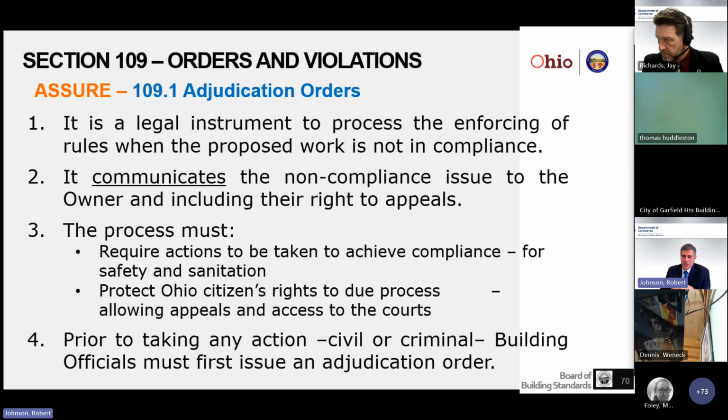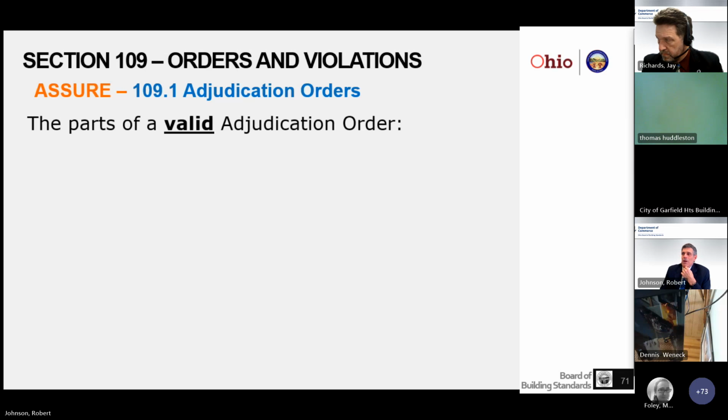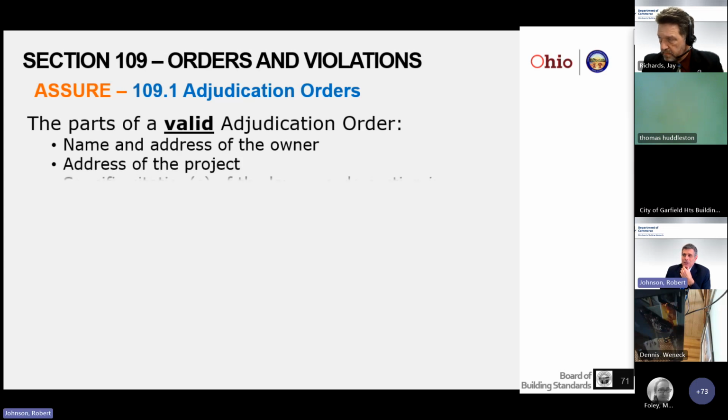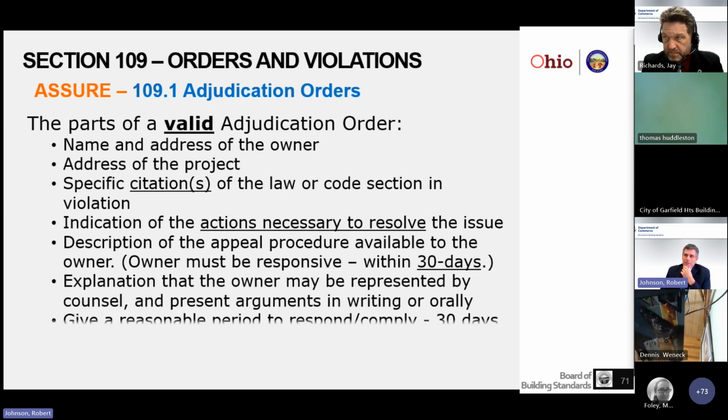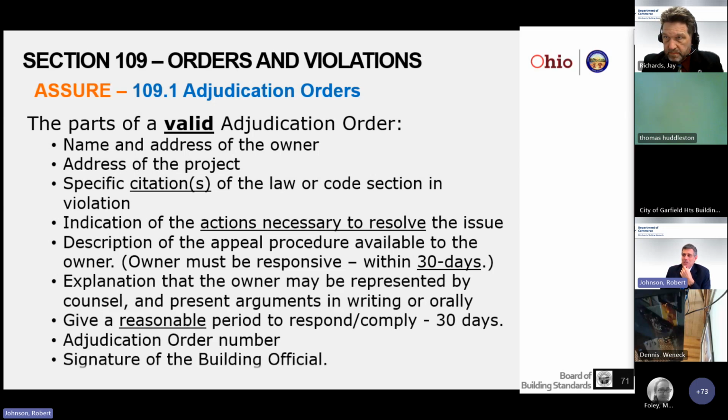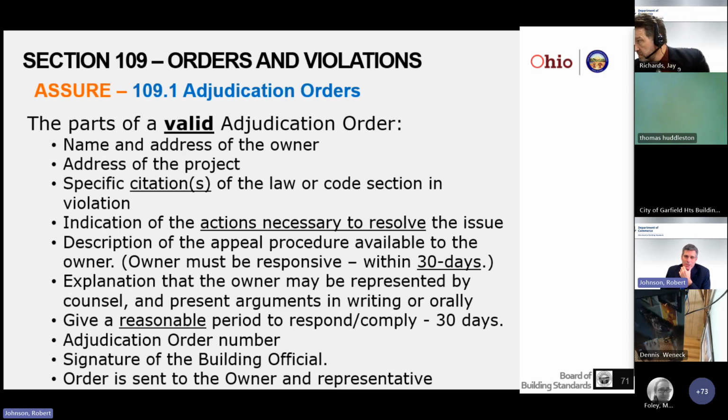So if you start taking punitive actions against the owner without having issued the adjudication order, that won't work out really well for you. All right, the parts of a valid adjudication order. You have to have the name and address of the owner, address of the property where the project is, specific citations as I indicated, actions necessary to resolve the issue if known, description of the appeal procedure, and remember the owner has to be responsive.